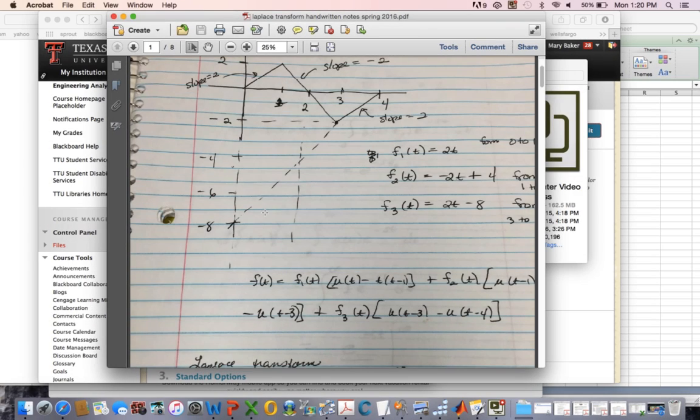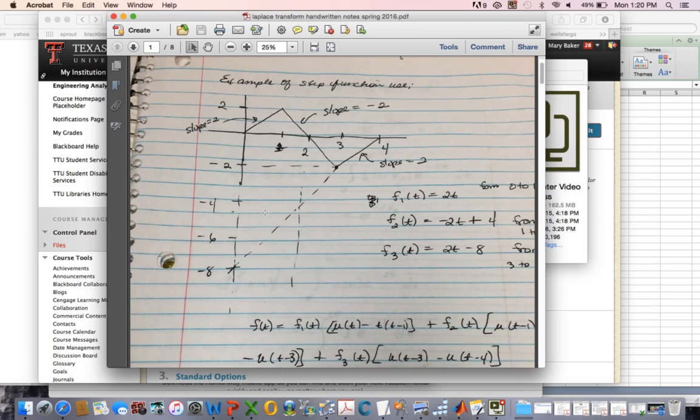Okay, in this particular video, I want to discuss just some more examples. These are examples that I've handwritten for my classes over the years, and so we'll just step through some examples. The first thing I'd like to talk about is the use of the step function command.